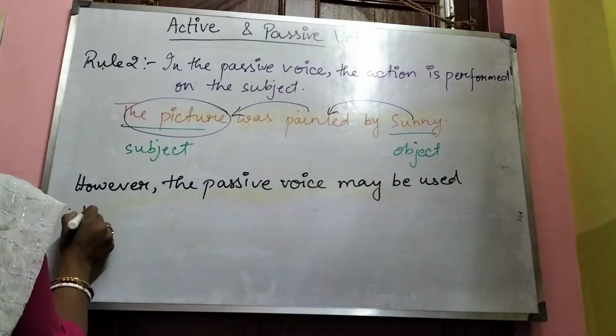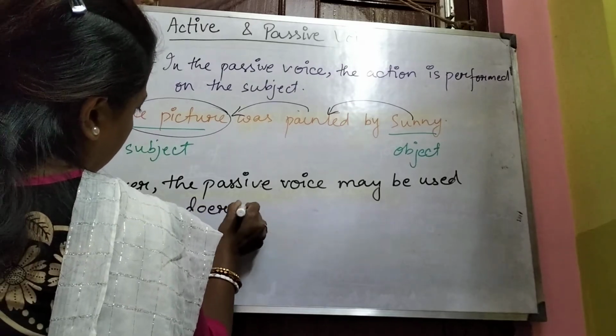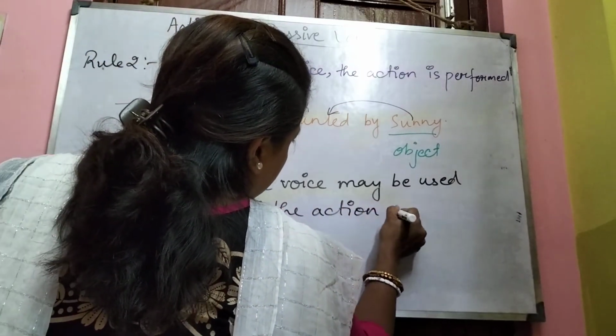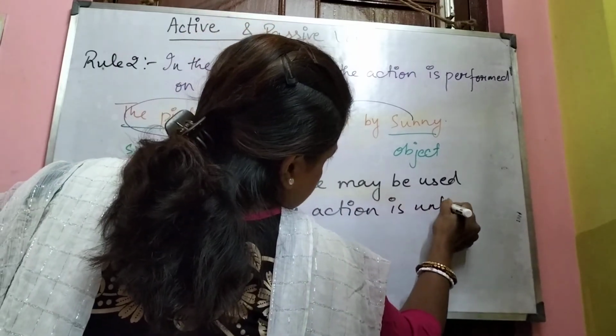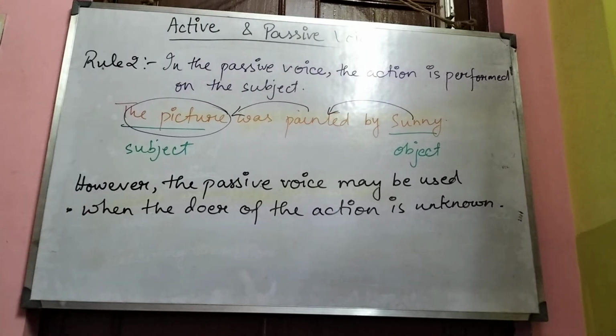Passive voice may be used when the doer of the action is unknown. Just now I have shown you one example. Jack was given the award. So when the doer of the action is unknown, we can use passive voice.